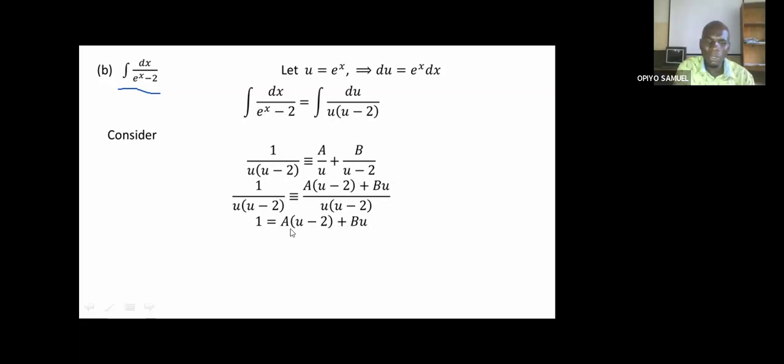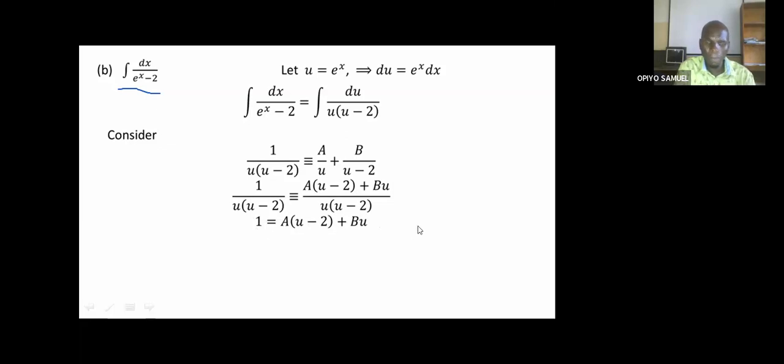Now we need to solve for this and find the values of a and b. One interesting method is to put two values of u, since we have two unknowns, so that you can find the values of the constants. Alternatively, you can expand this bracket, collect like terms, then equate the coefficient of u to 0 since it does not appear on the left hand side, and then you equate the constant to 1. So that is another method.